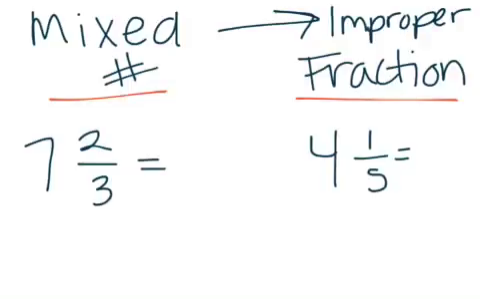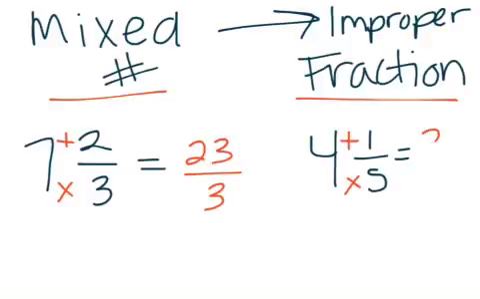Remembering our steps, the first thing we do is take our denominator times the whole number, add our numerator. So 3 times 7, 21, plus 2, 23/3. Looking at this problem here, 5 times 4 is 20, plus 1 more is 21. Remember, our denominator stays the same.